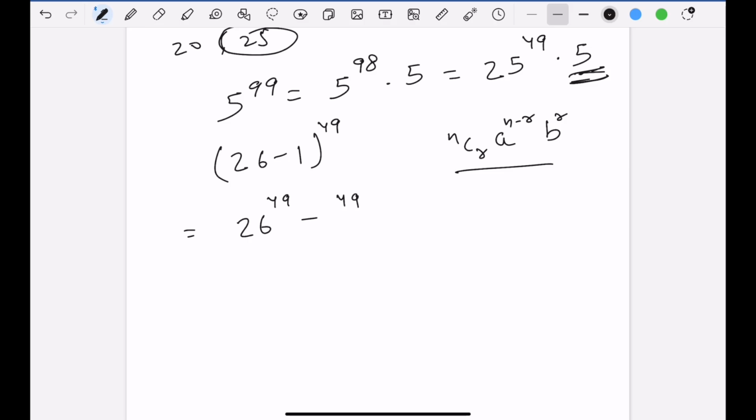minus 49C1 26 to the power 48, plus 49C2 26 to the power 47, and the last term will be 49C49, which is 1, 26 to the power 0, 1 to the power of 49, which will be minus 1.